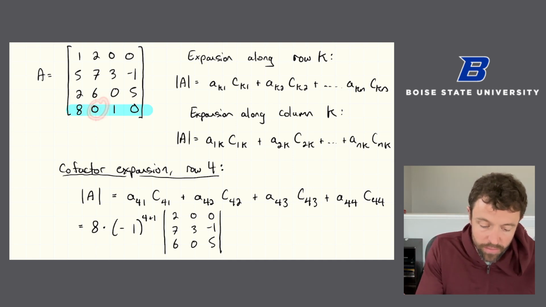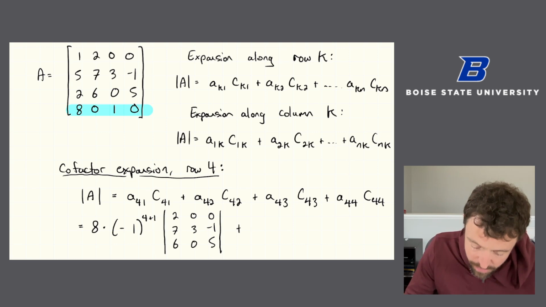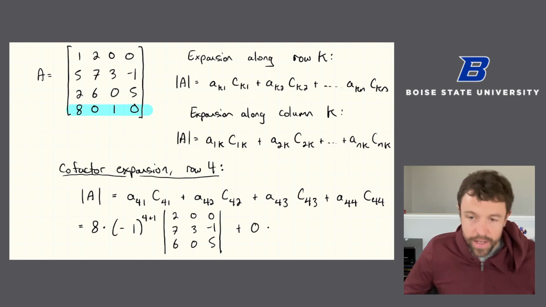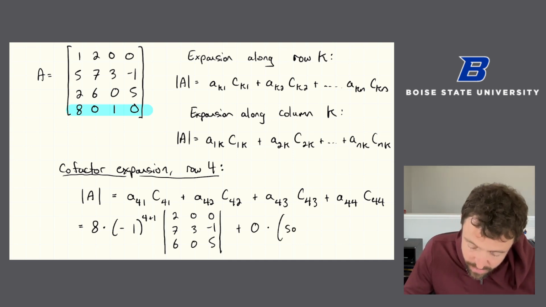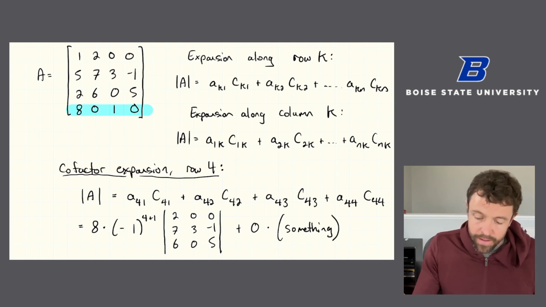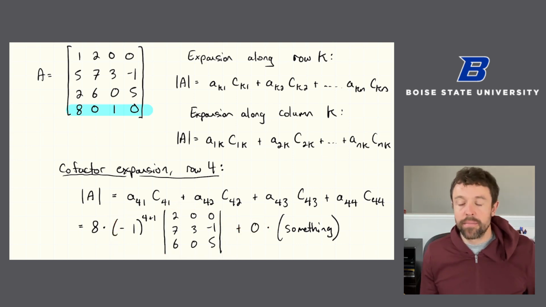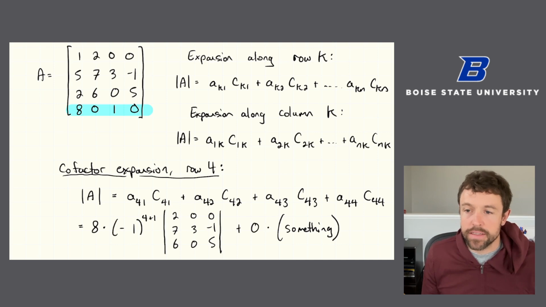A42 is the 0. And I should write this out, but I know what's going to happen. I'm going to save myself some time. Yeah, it's 0 times something that looks like this. But I'm not going to worry about what that thing is because it's going to disappear.